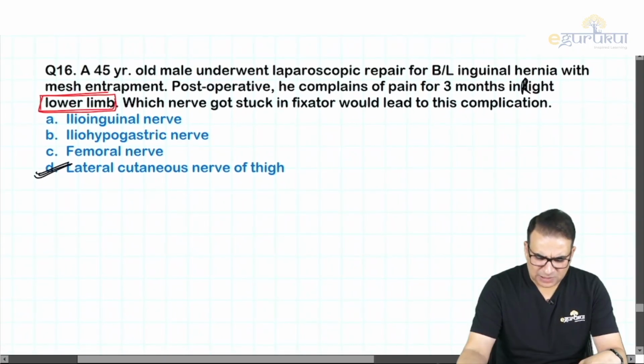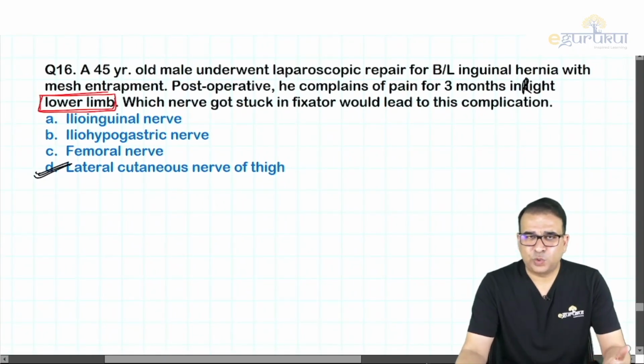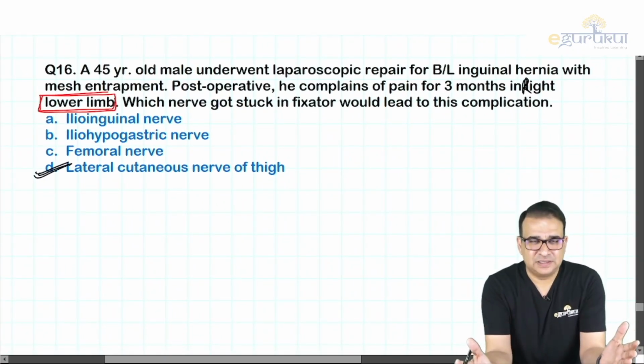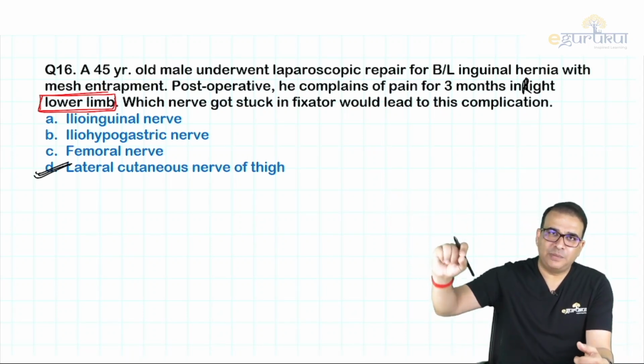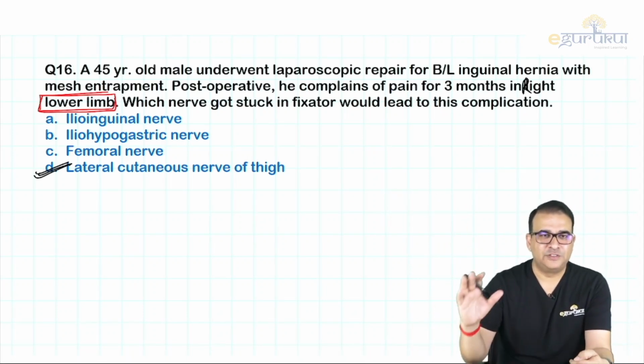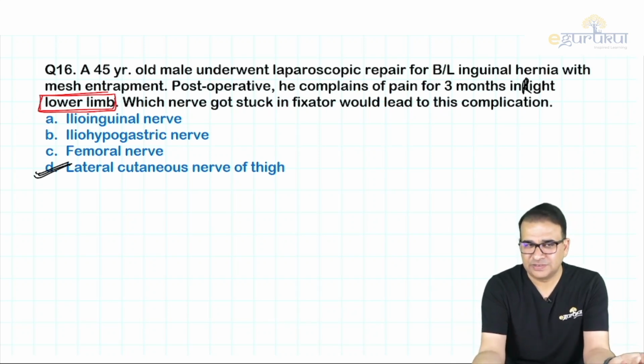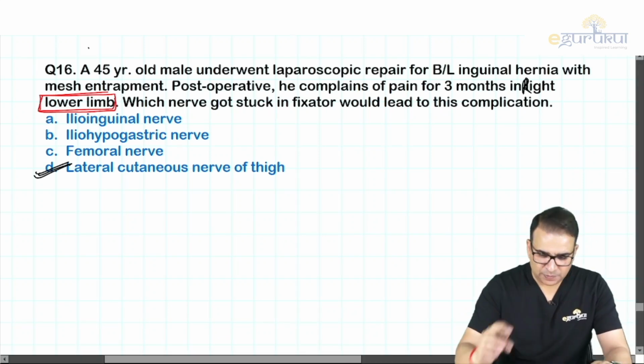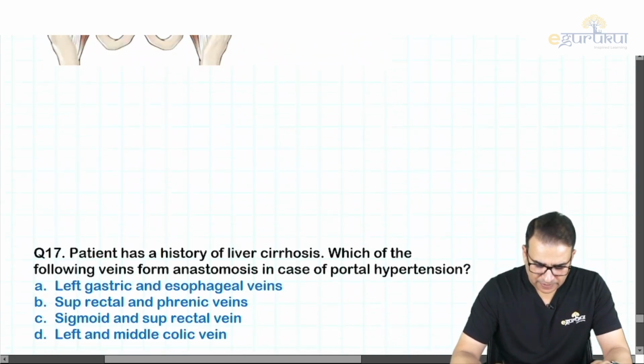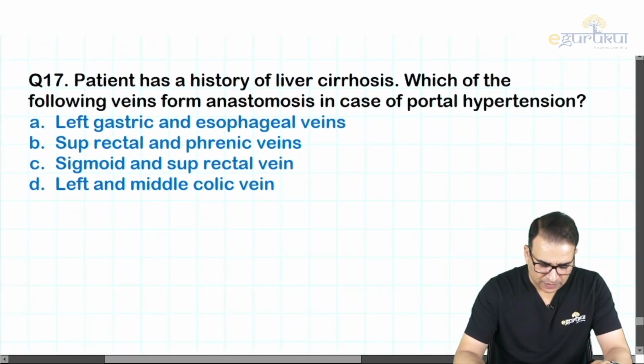But as I said, it's not about what is the right answer to this question. It's simply that there are two different questions, guys. In the same question, if leg is mentioned instead of lower limb, go with femoral nerve. If simply lower limb is mentioned, go with the lateral cutaneous nerve of thigh. Simple. Which brings me to my last question here, and that question is question number 17.